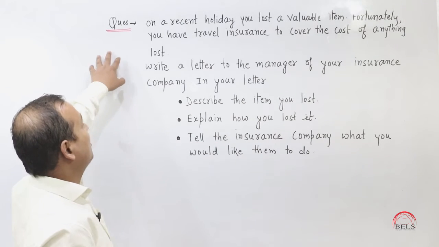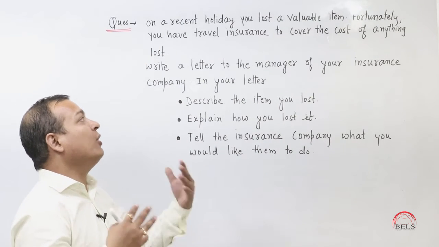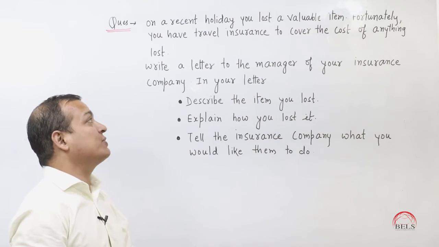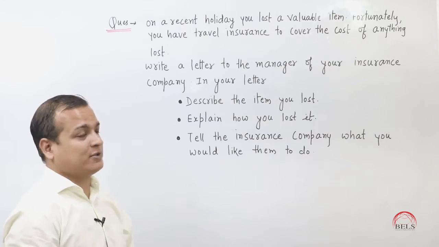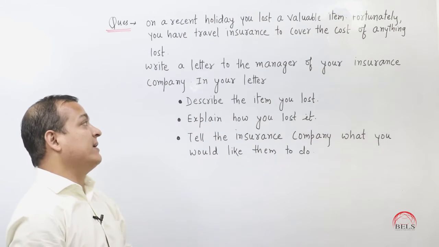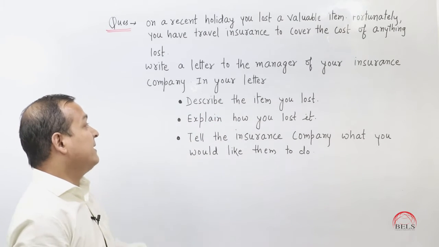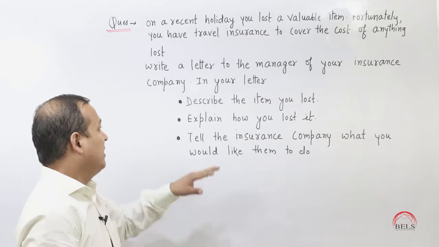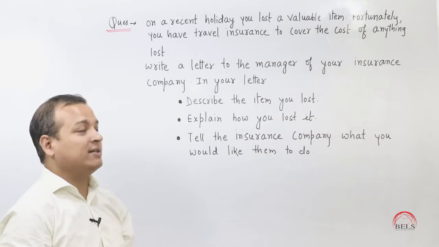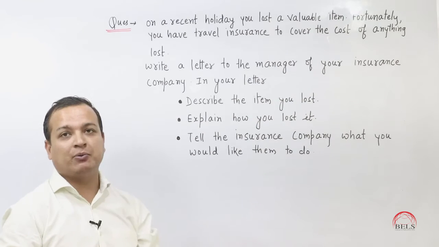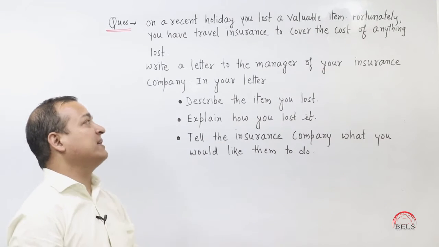Here you can see the question. On a recent holiday, you lost a valuable item. Fortunately, you have travel insurance to cover the cost of anything lost. Write a letter to the manager of your insurance company. In your letter, number 1, describe the item you lost. Explain how you lost it and tell the insurance company what you would like them to do. These are the bullet points which you have received, guys.